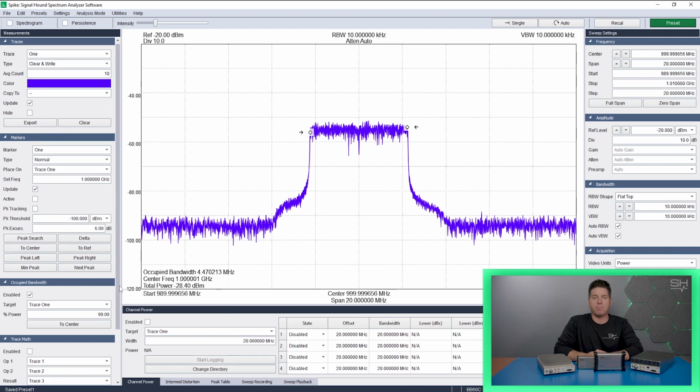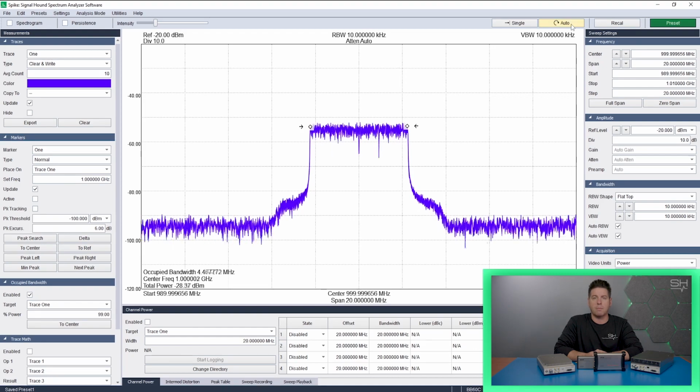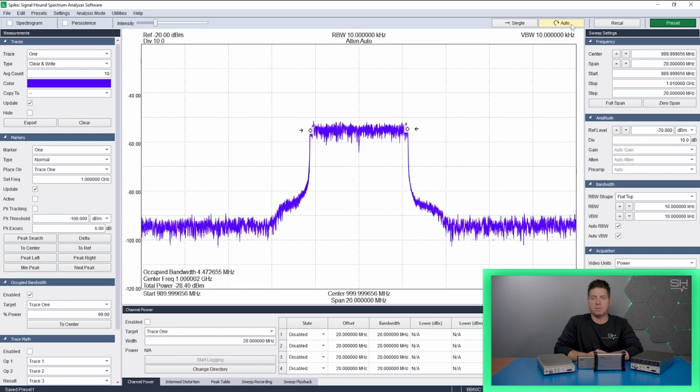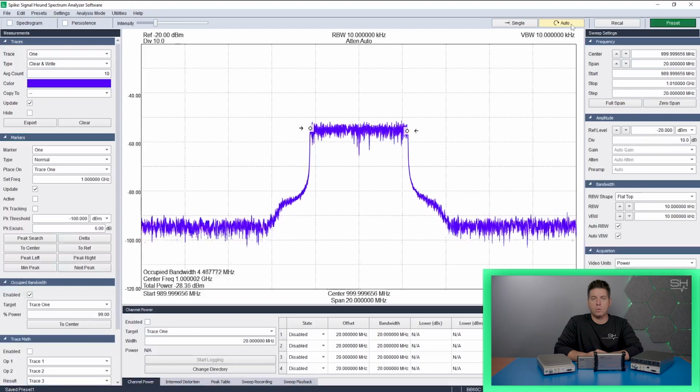The occupied bandwidth panel in the swept analysis mode of Spike is used to measure the bandwidth containing a given percentage of the total integrated power of a transmitted signal. The percentage can be adjusted from 70 to 99%. Then the center frequency of the sweep can be updated to reflect the measured center frequency of the signal with the click of a button.